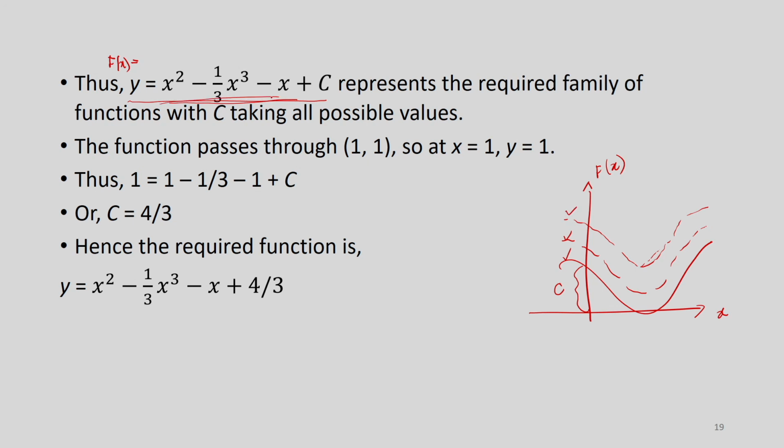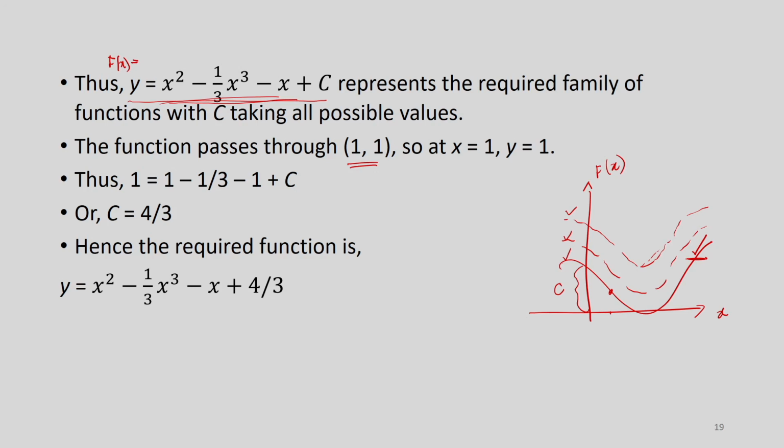But our problem is this, we want to find that specific function which passes through a given point which is 1 1. So, suppose 1 is here and 1 is here. So, this is the 1 1 point. We want to find this function which is represented by this continuous line, not the dotted lines. So, what will be the equation of this particular line? Okay. So, how do I do that?